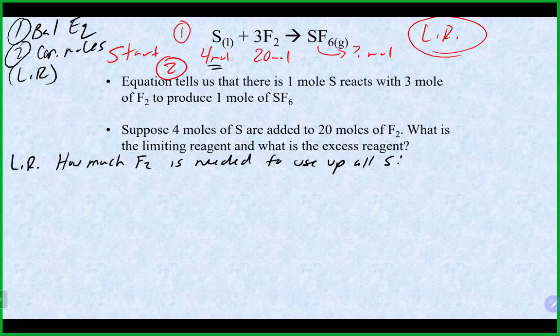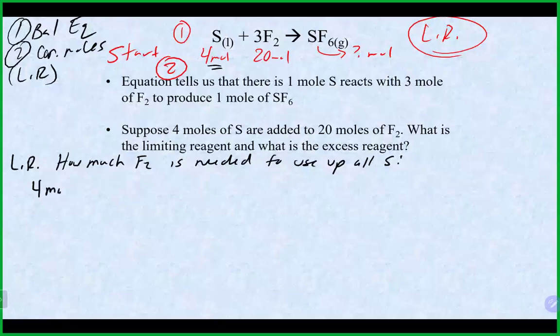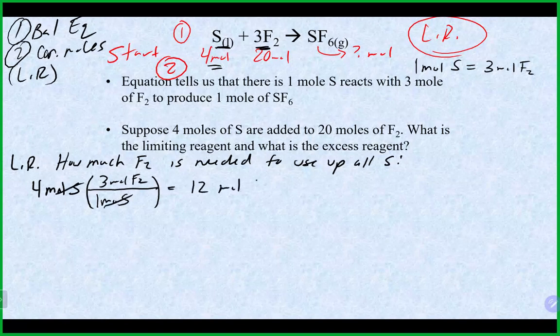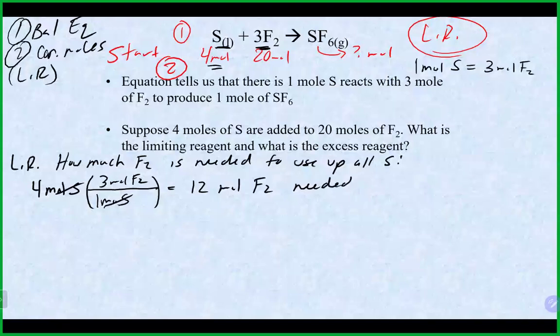So I'm going to start with my moles of sulfur, which is 4 moles. I'm going to find the mole-to-mole relationship from the equation between sulfur and fluorine. And I can see for every 1 mole of sulfur, I have 3 moles of fluorine. So just a nice, small, little basic stoichiometry calculation here. 1 mole of sulfur, 3 moles of fluorine. Moles of sulfur cancel. 12 moles of fluorine is needed. So again, this little calculation here is simply to figure out which one is the limiting reagent.